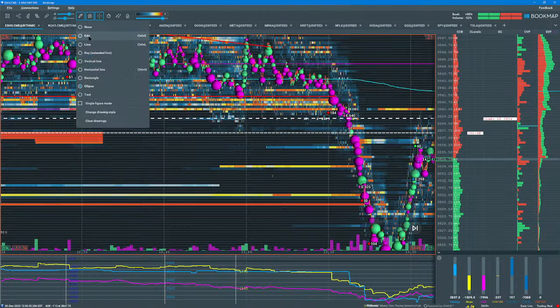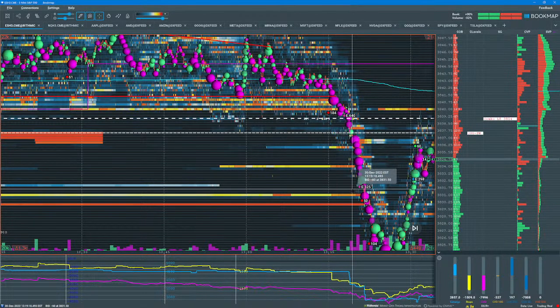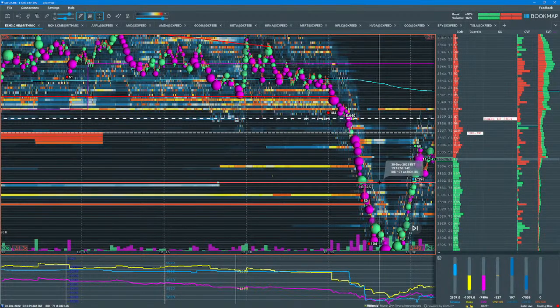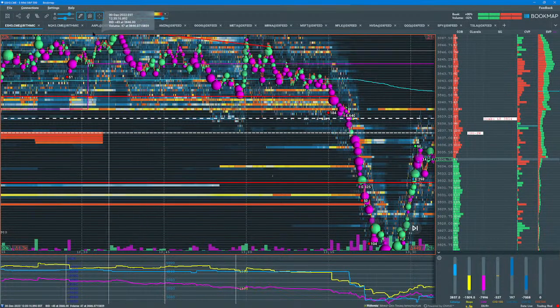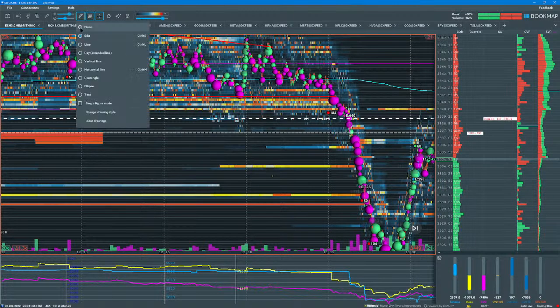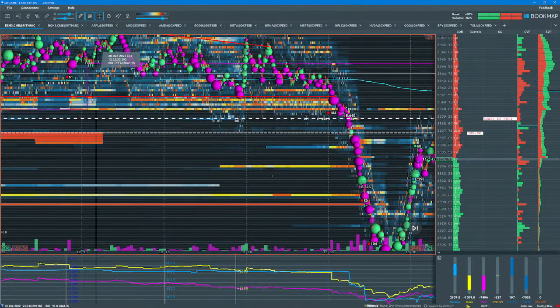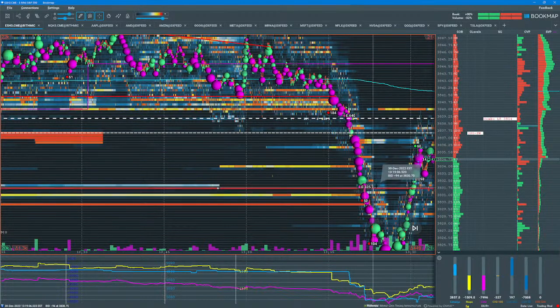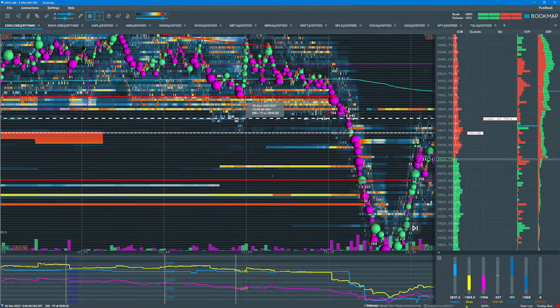Oops. See this? Oops. I got a horizontal line again. Sorry about that.